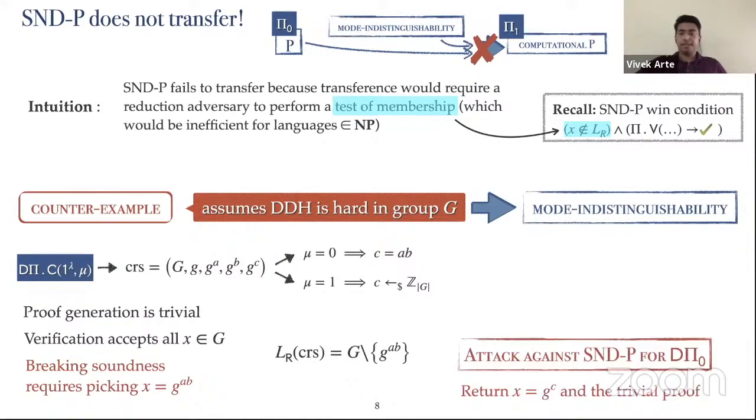So now when μ equals 0, we can see that the CRS itself contains g^(ab), and therefore the adversary can easily pick that value from the CRS and break soundness with probability 1. However, when μ equals 1, we show that we can reduce the soundness property SND-P to the DDH assumption in the group. So this shows that SND-P does not transfer.